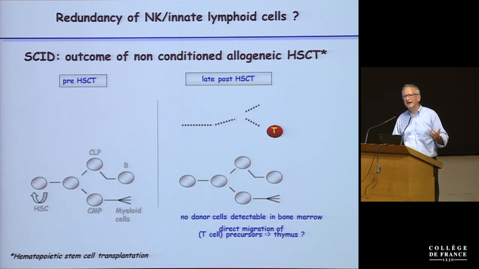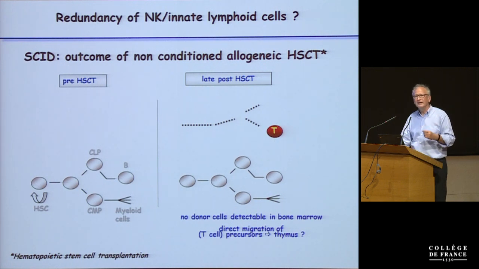And this is very long-lasting, for more than 20, 30, 40 years. It's possible to detect donor T cells in the blood of these patients. So perhaps there is a direct migration of precursors of T cells into the thymus. We don't know about that.